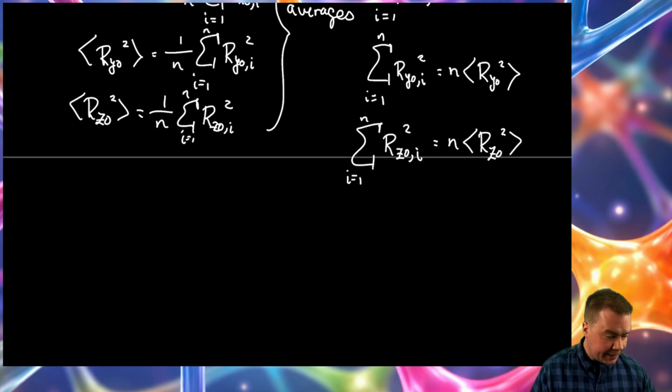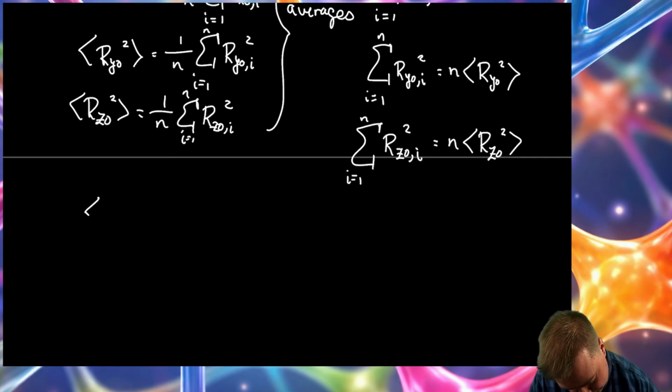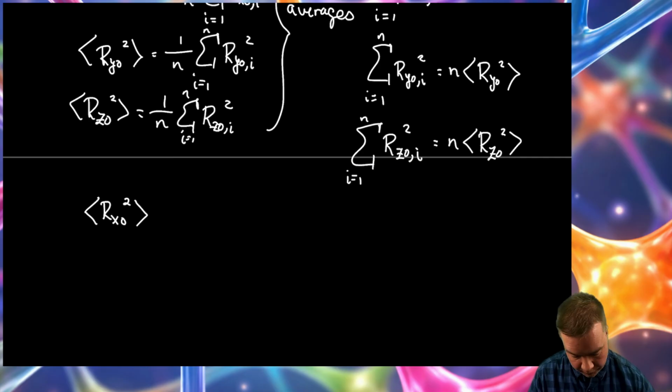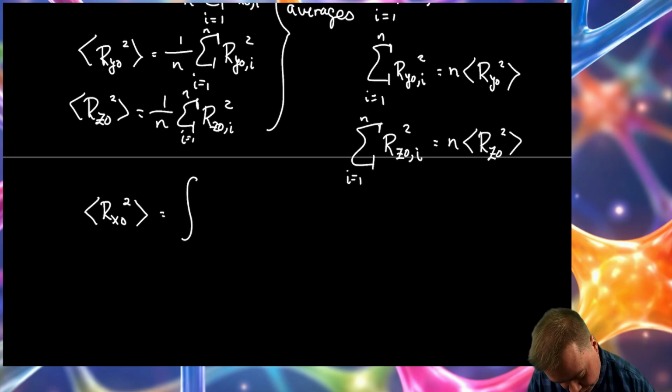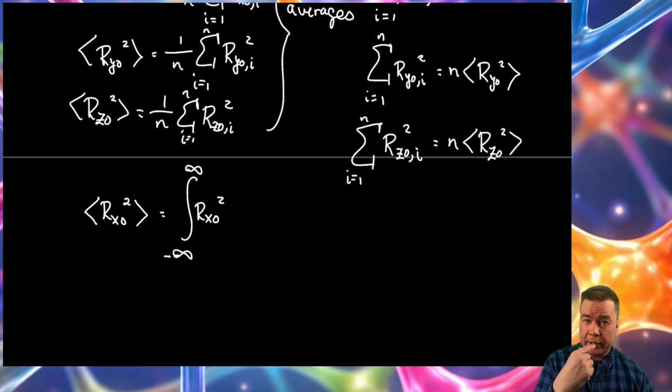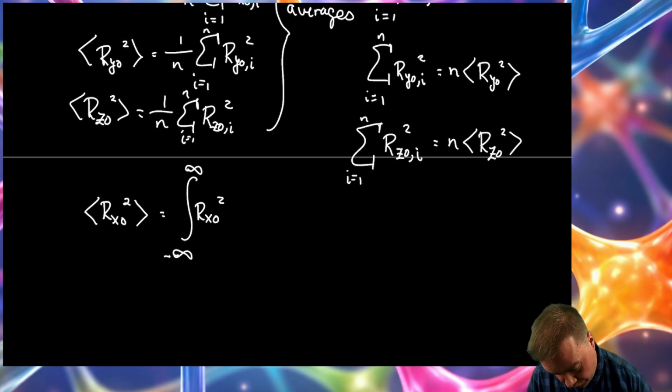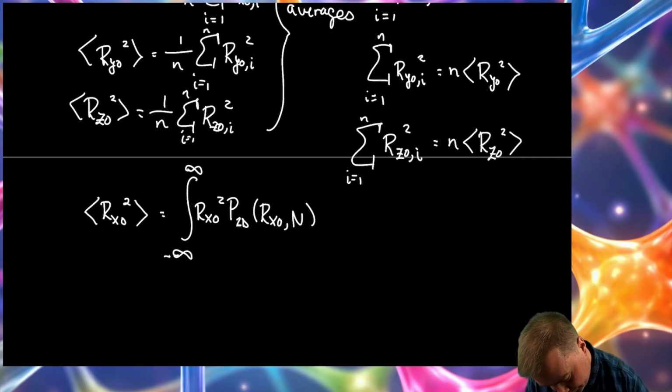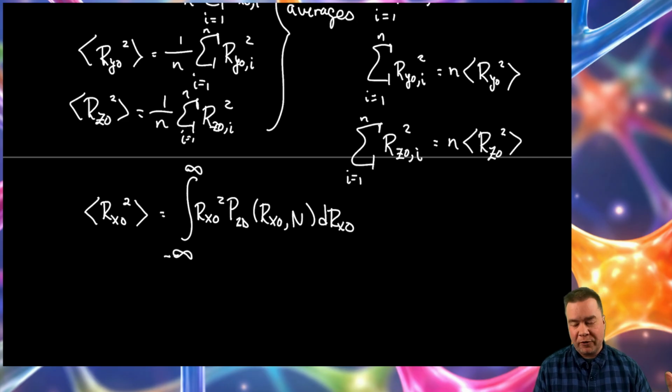One other thing, we saw last semester that if we wanted to compute, for example, Rx0 squared, this was actually a homework problem, we can evaluate that by integrating from minus infinity to infinity of Rx0 squared. Since we're only looking in one dimension, though, this would be multiplied by the probability in 1D of a polymer chain having a size Rx0, n, dRx0. So we integrate across all possible values of Rx0.